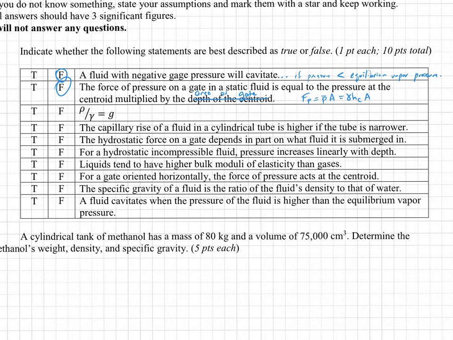Okay, rho on gamma equals g. Well, let's see what we remember. Gamma equals rho times g. Okay, so this is false. Algebraically, these are not equivalent. So this is going to be false.